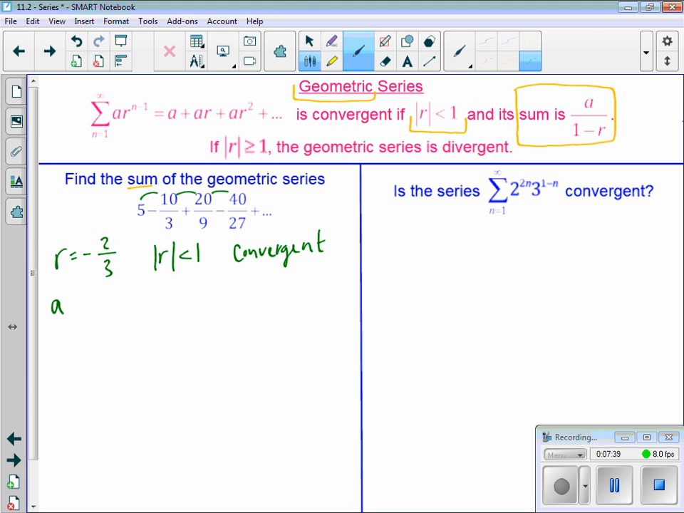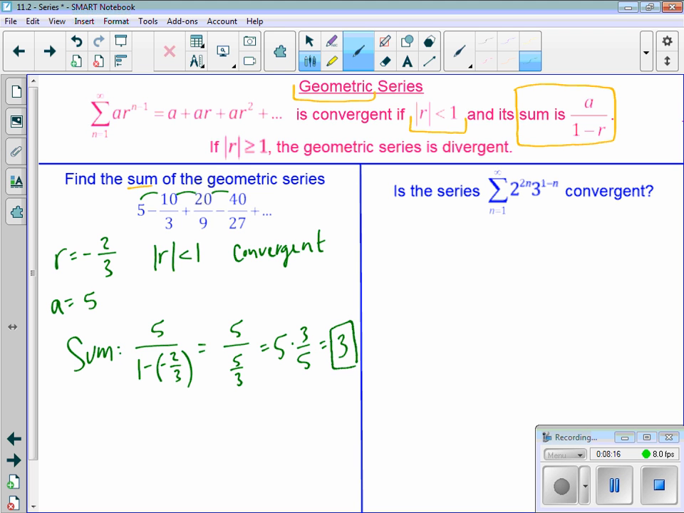So our a is our first term. So what's our a value? 5. So to find our sum, we just do 5 over 1 minus, and then my r is negative 2/3. So don't forget the negative there. And then just reciprocate your denominator after you get it. You guys getting 3 for an answer there? Okay, and it said find the sum, so we found our sum.